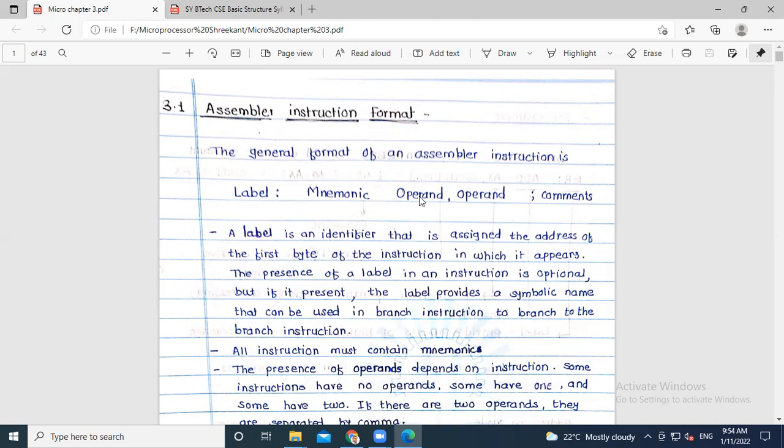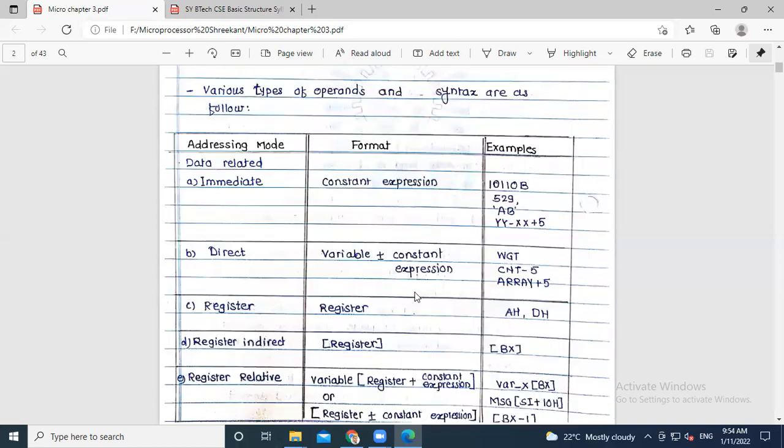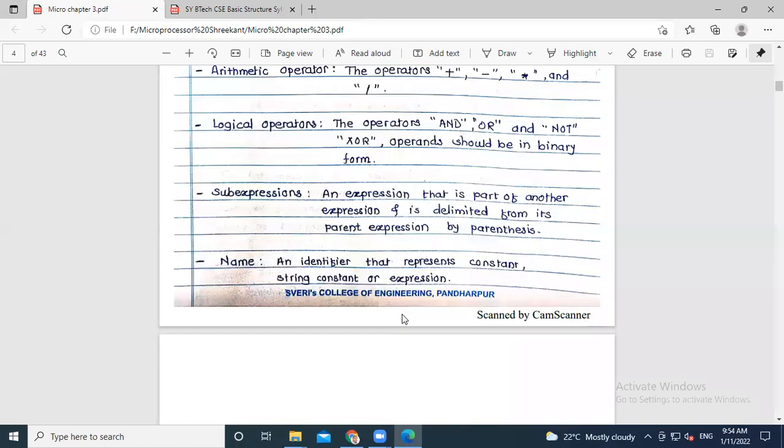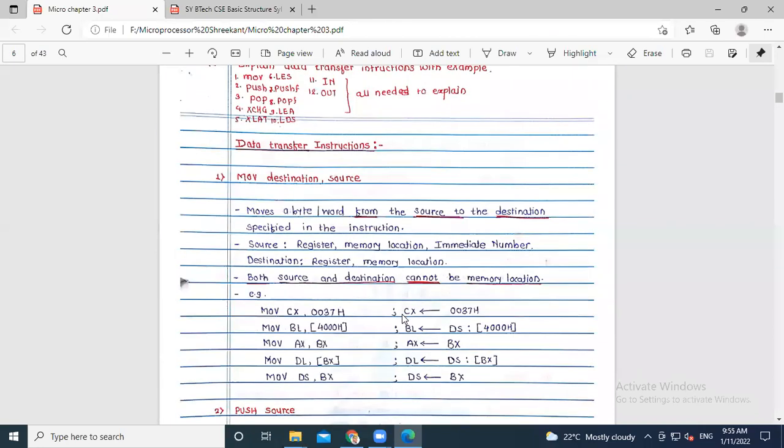This is the label format. If you are perfect with this format, it is very easy to write the instructions along with the needful operands for the particular operations. Now we'll start with instructions.